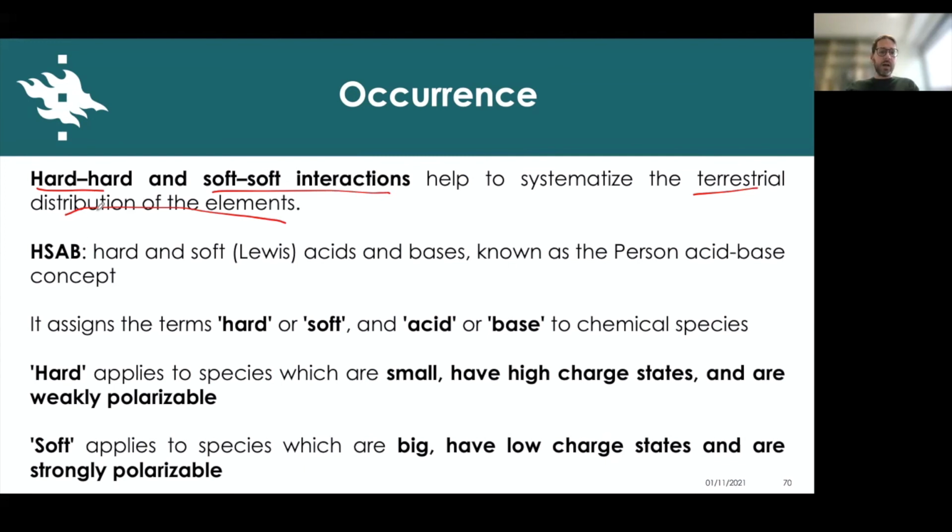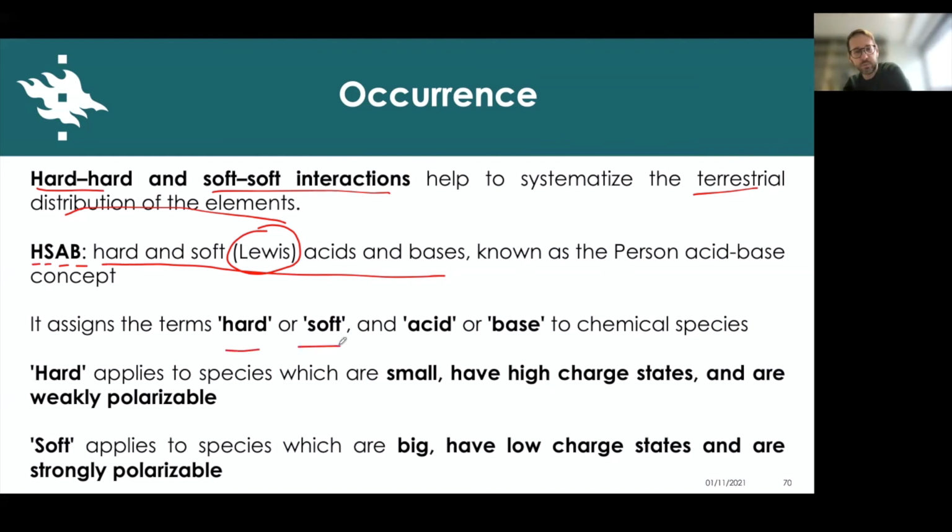These hard and soft interactions are usually described in terms of the HSAB theory, which is hard and soft acids and bases, within the Lewis definitions of acids and bases. This is known as Pearson's acid-base concept. We are not going to go into much detail here now, but in this definition, we can define acids and bases as being either hard or soft.